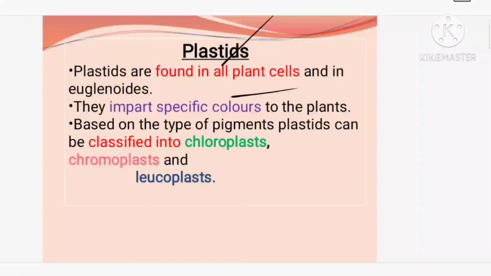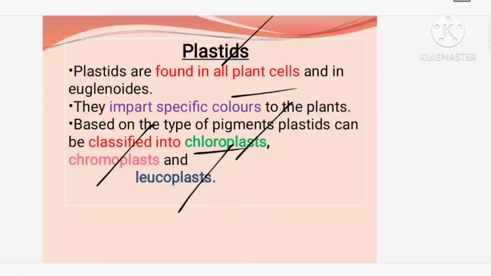Okay, now based on these colors, the plastids can be classified. Plastids can be classified into how many types? It can be classified into 3 types. Okay, based on the type of pigment, whether it is present or whether it is not present. If present, what is the type of pigment present? Based on that, it can be classified into 3 major categories. So what are the 3 major categories? One is the chloroplast, second one is chromoplast, and another one is what? Leucoplast. Chloroplast, as the name suggests, contains chlorophyll.